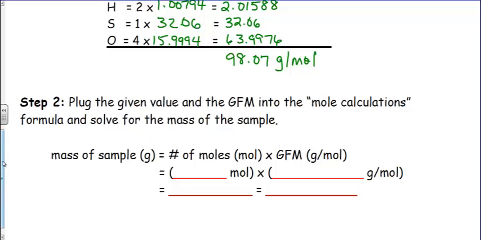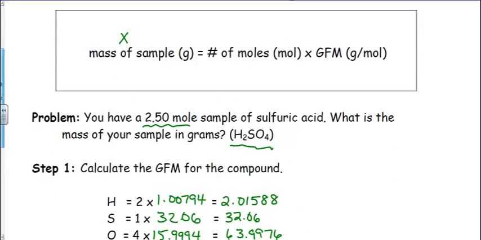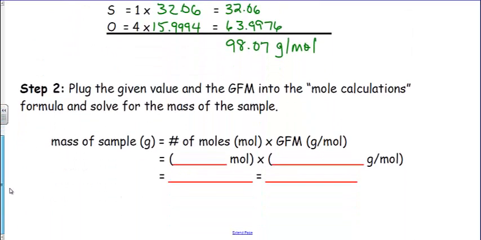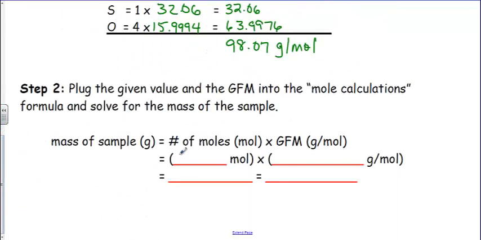Now, you don't always have to rearrange the formula. You can leave it the way it is and just do your algebraic solution for it. All right, so here we have the mass of the sample in grams equals number of moles. So what did they tell us before? We have 2.50 moles, so we're going to put that here, 2.50 moles, times the GFM, 98.07 grams per mole, is going to equal 245.175.